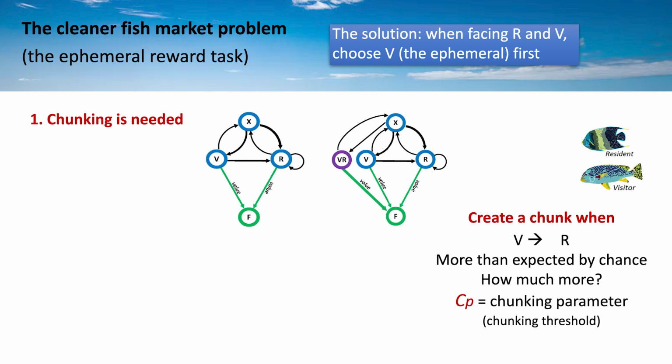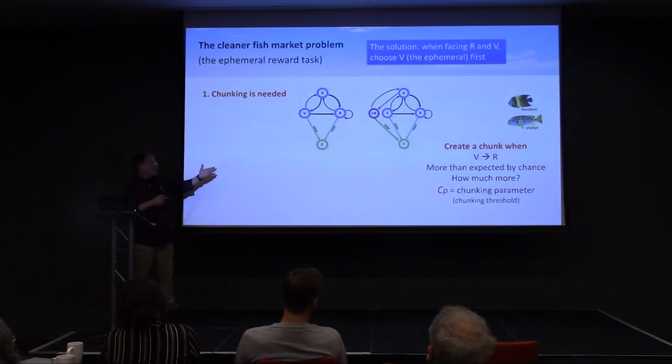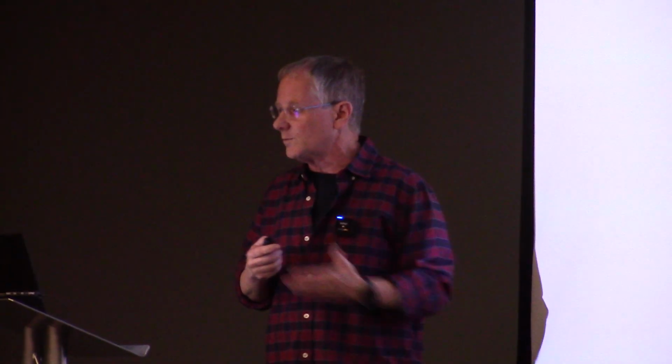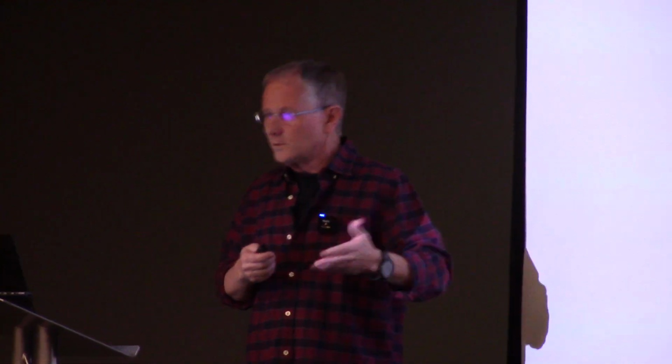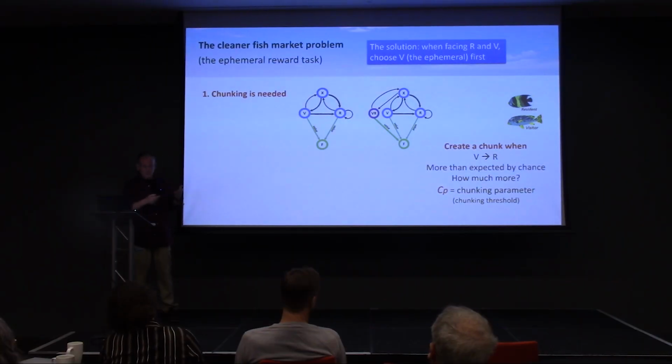It's the CP, the chunking parameter. It's like a chunking threshold. You can decide after one time that you learned a chunk, but you can also wait until it is really more than expected by chance. Okay? It could be 10, 3, 13 times. So this is a parameter.